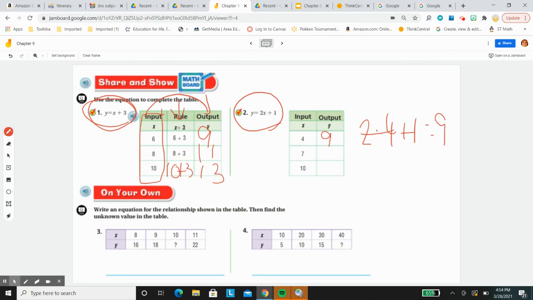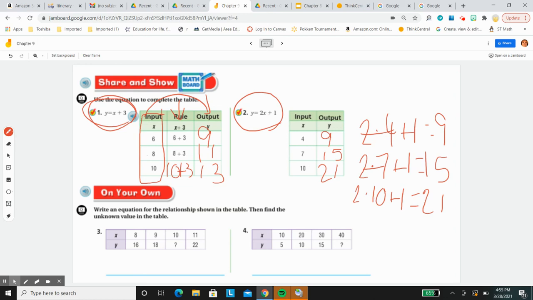Now what if x is 7? So it's going to be 2 times 7 plus 1. That's 14 plus 1. That equals 15. All right. What if x is 10? That's 2 times 10 plus 1 is equal to 20 plus 1 is 21. All right, boys and girls. Again, we have a pattern. Each time it goes up by 6.